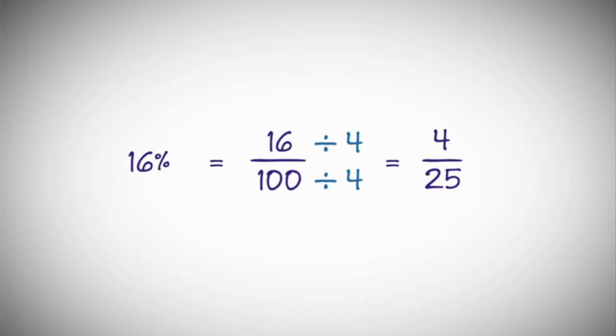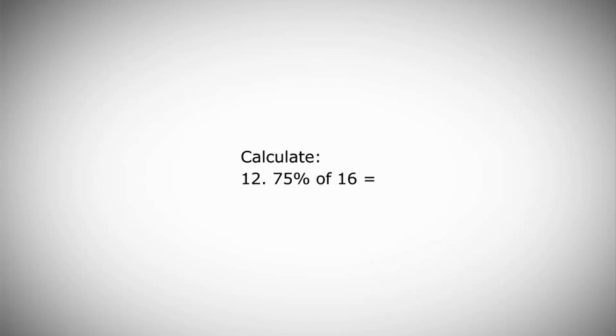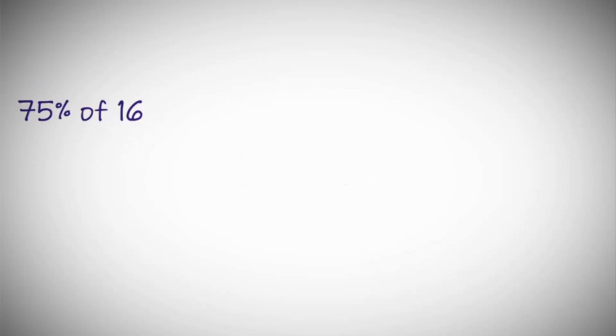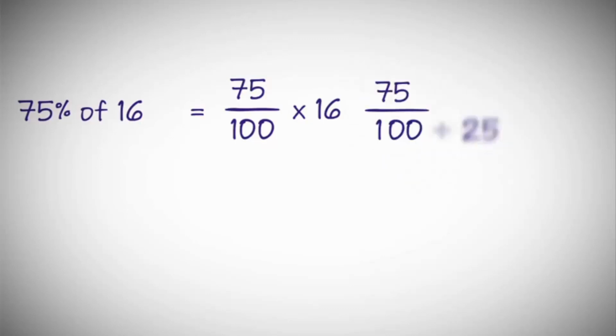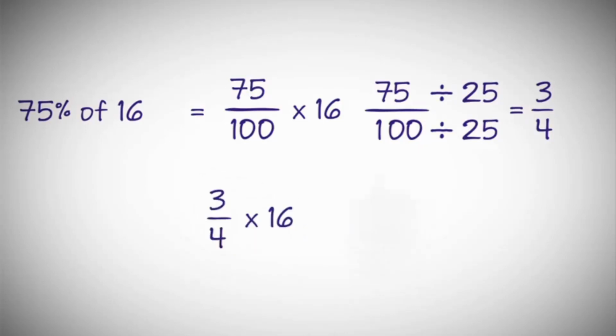Now let's go ahead and take a look at example 12. Number 12 asks us to calculate 75% of 16. The first step is going to be to convert that percent into a fraction. So 75 over 100. Of 16 translates into times 16. Now looking at this calculation, it's going to be difficult to multiply 75 times 16, so we're going to want to reduce that fraction into something more manageable. 75 over 100 reduces to 3 over 4. Now we have 3/4 times 16, which gives us 12.